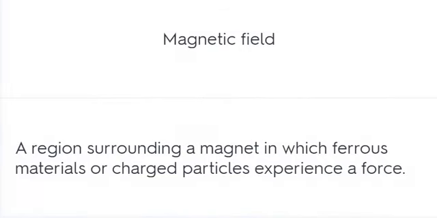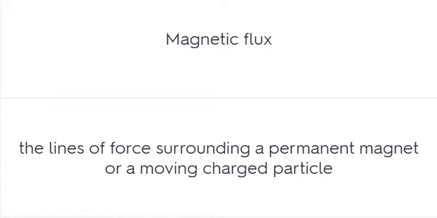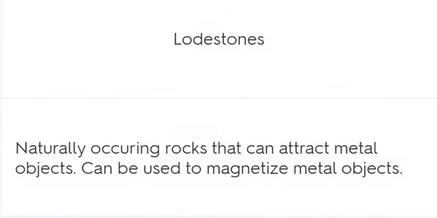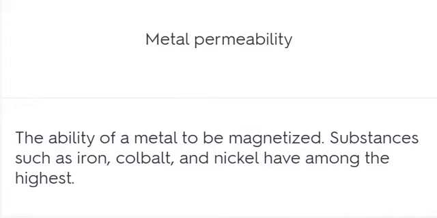Magnetic field: a region surrounding a magnet in which ferrous materials or charged particles experience a force. Magnetic flux: the lines of force surrounding a permanent magnet or a moving charged particle. Lodestones: naturally occurring rocks that can attract metal objects and can be used to magnetize metal objects. Metal permeability: the ability of a metal to be magnetized. Substances such as iron, cobalt, and nickel have among the highest.